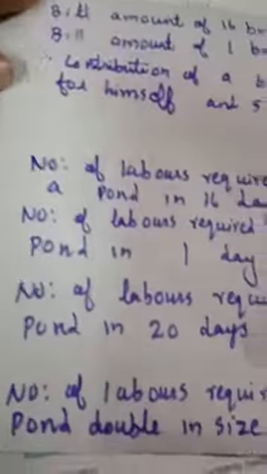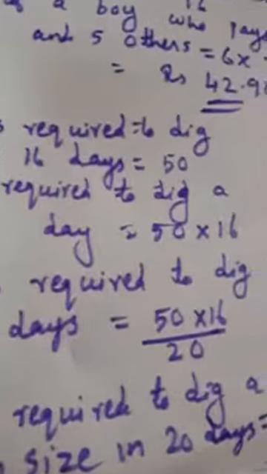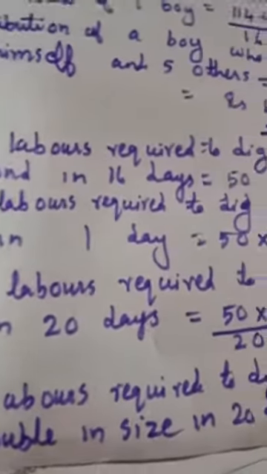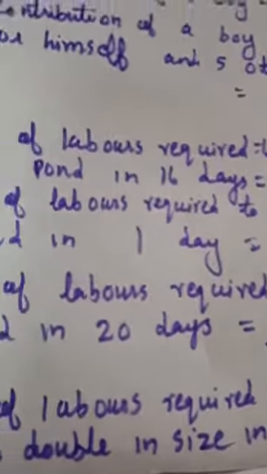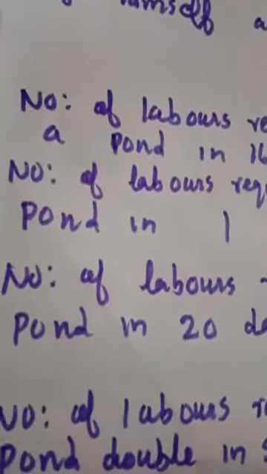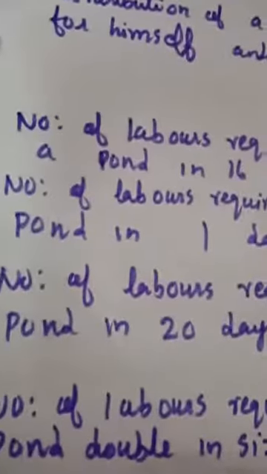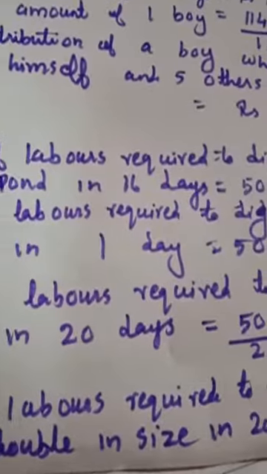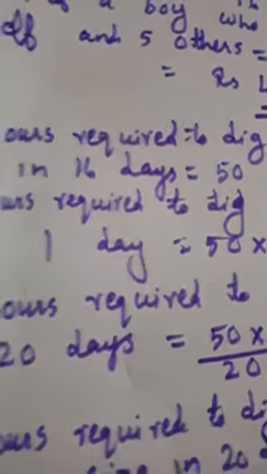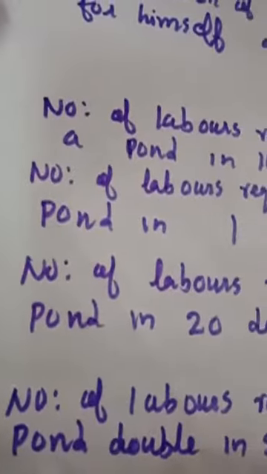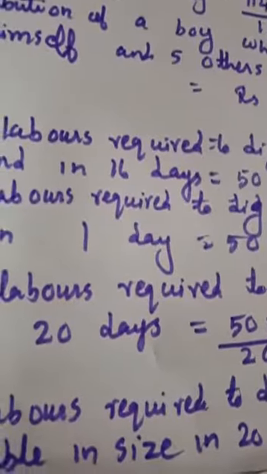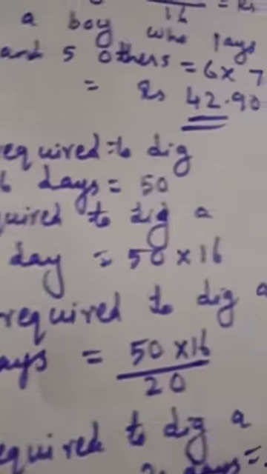Okay, so let us do this. See, number of laborers required to dig a pond in 16 days. We want to find the number of laborers, so the statement also started with the number of laborers required to dig a pond in 16 days. How many? 50 laborers. So then find the number of laborers required to dig a pond in 1 day, equal to 50 into 16.